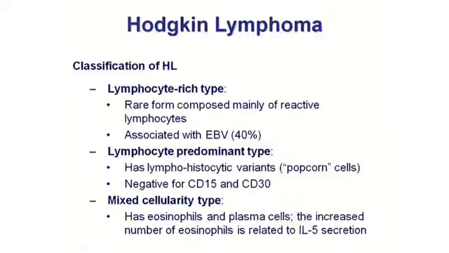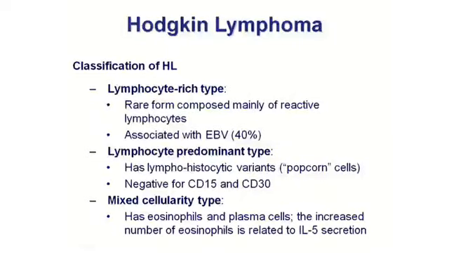Now, the lymphocyte predominant type, the key with this one is you're going to have a good prognosis. Why? Because the name is telling you you're going to have a lot of lymphocytes, but very few Reed-Sternberg cells. Because again, the Reed-Sternberg cell is the bad guy. You can have a variant of the Reed-Sternberg cell called popcorn cell. Why is that? Because the nucleus looks like a popcorn kernel. But like I said before, negative for CD15 and 30.